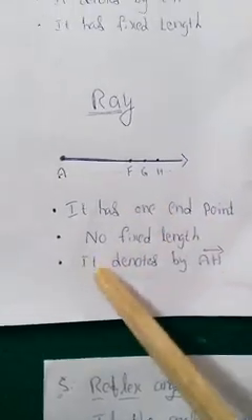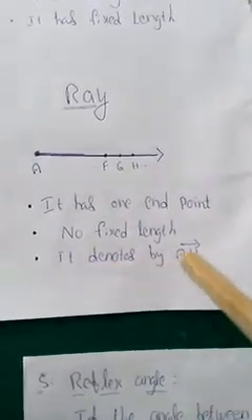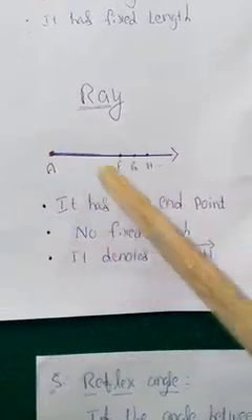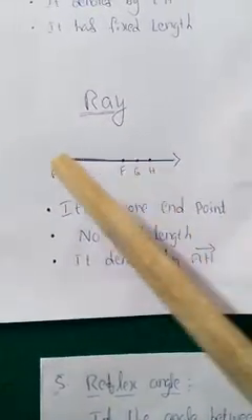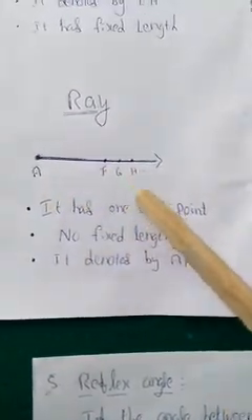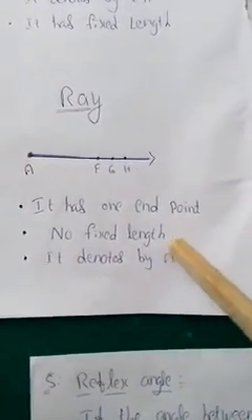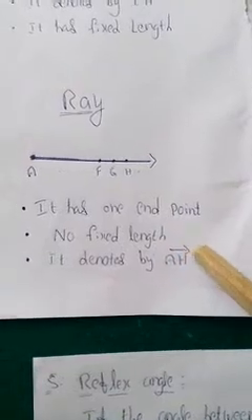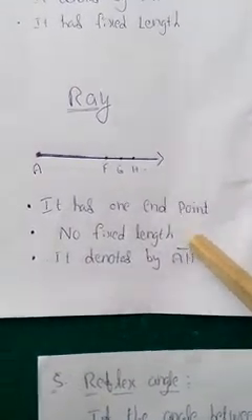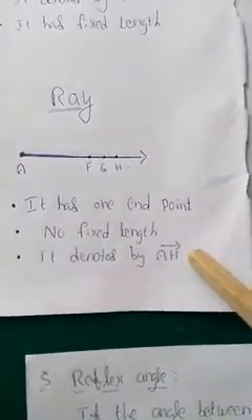And moreover, we can denote a ray also by using two letters. Any two letters we can choose on this ray. So I have taken A and H. After writing A and H, upon this AH, we have to show the ray symbol. How do we read this one? Ray AH.